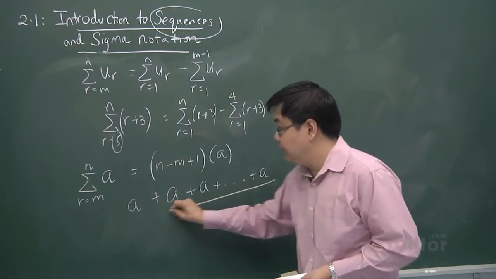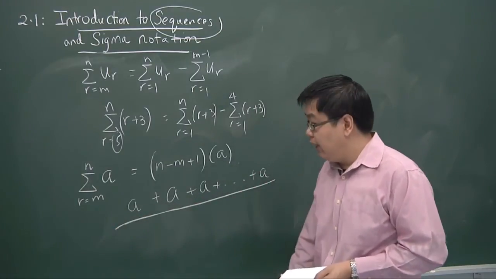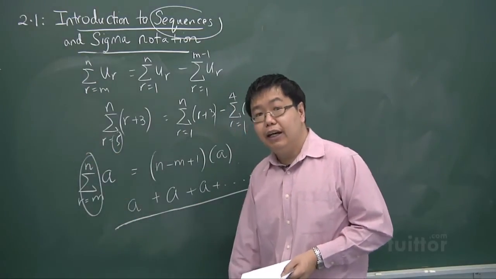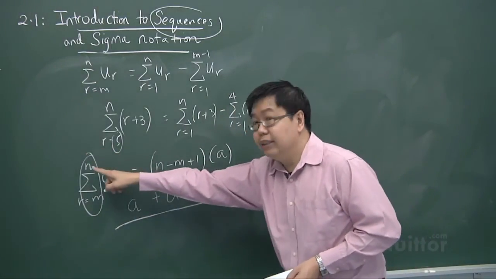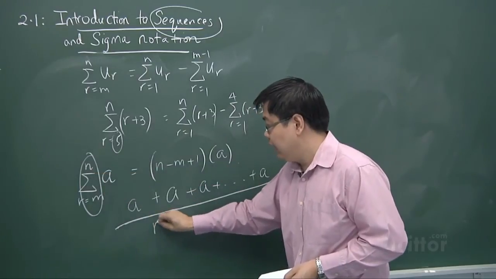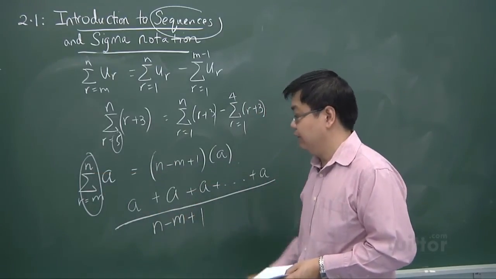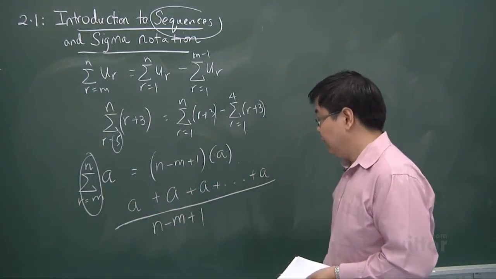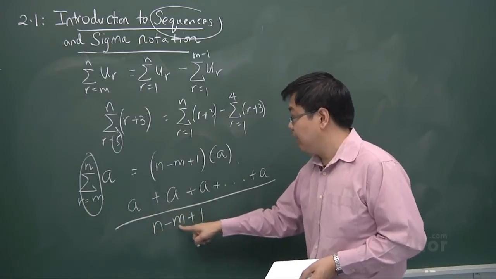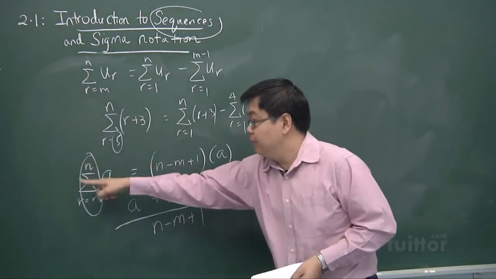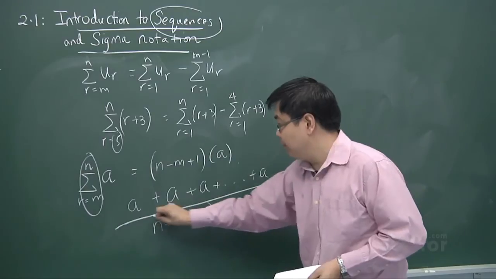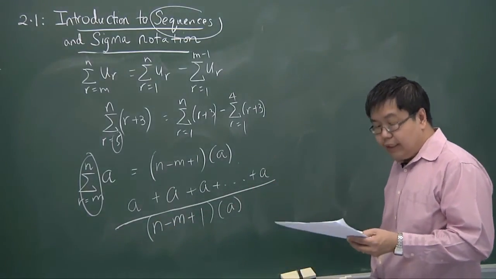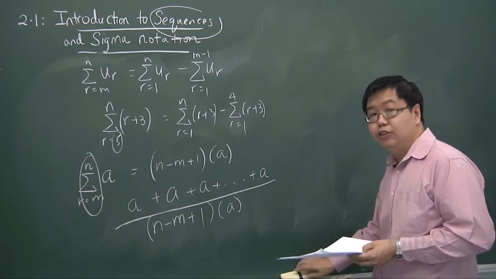But how many a's have you added? The number of a's that you added depends on the number of terms in this sigma notation. And earlier on, I already told you that the number of terms in this sigma notation is n minus m plus 1, upper limit minus the lower limit plus 1. So therefore, the number of terms here is n minus m plus 1, and the sum would have been the number of terms multiplied by the constant a. Okay? Let's take a look at the last three laws.